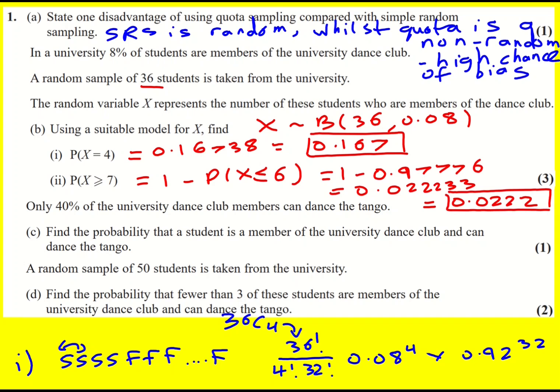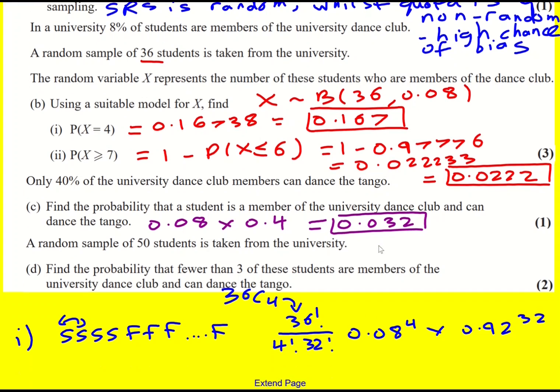Now we're told only 40% of the university dance club members can dance the tango. Find the probability that a student is a member of the university dance club and can dance the tango. So for this, we're going to take the probability of them being in the dance club, 0.08, and then it's 40% of those that are in that can dance the tango, I'm going to times through by 0.4. And therefore we get 0.032.